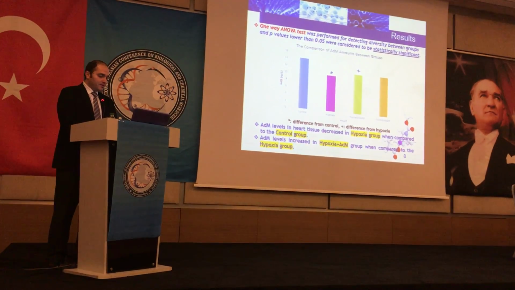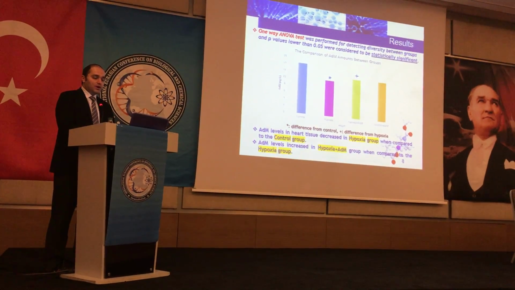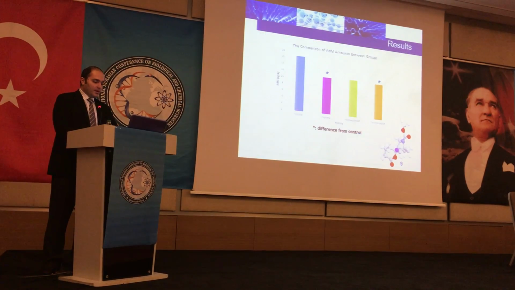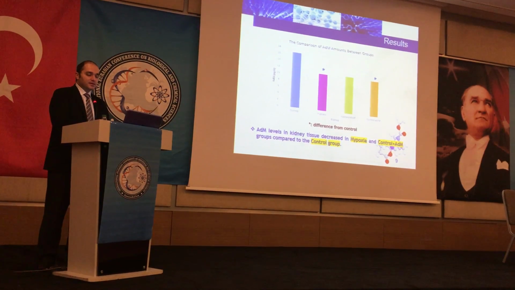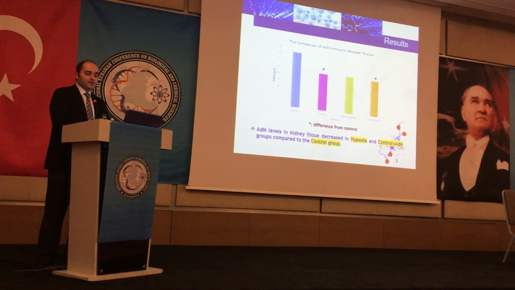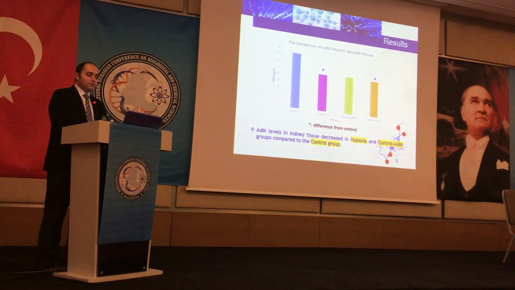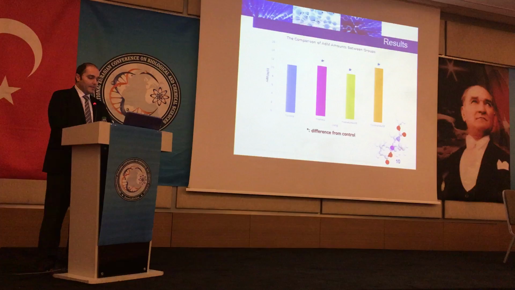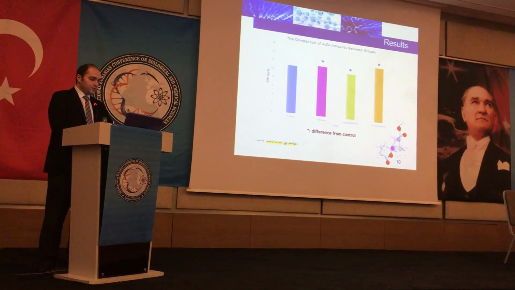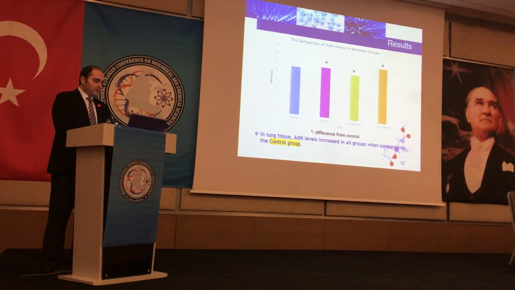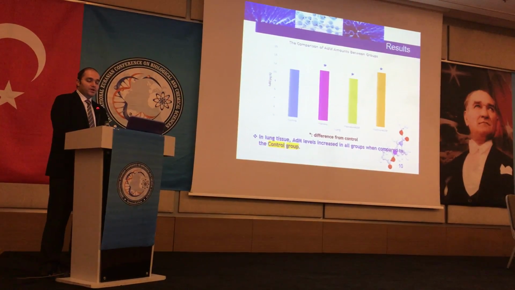Also, the adrenomedullin levels increased in the hypoxia plus adrenomedullin group when compared to the hypoxia group. For the kidney tissue, adrenomedullin levels decreased in the hypoxia and control plus adrenomedullin groups compared to the control group, the blue bar. Also, as I told you before, we used lung tissue from the rats. We observed that the adrenomedullin levels increased in all groups when compared to the control group.